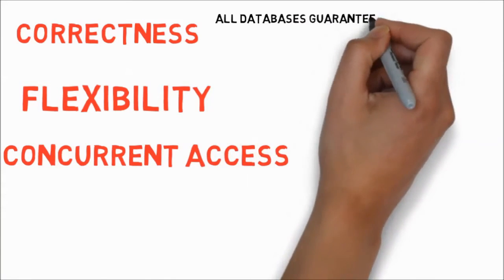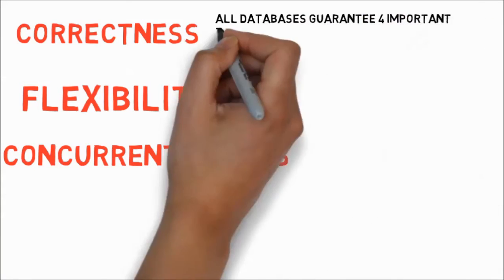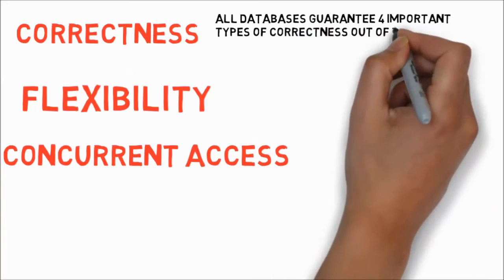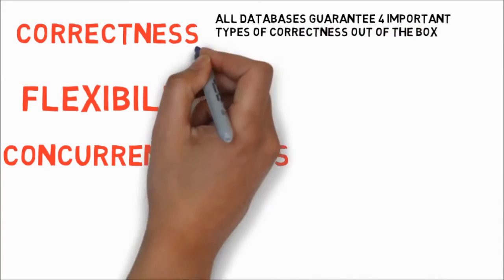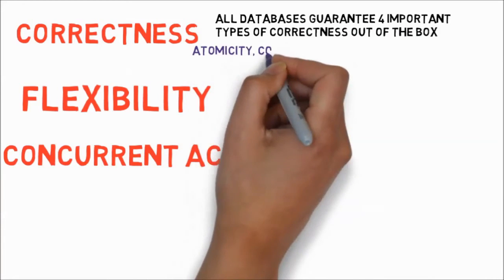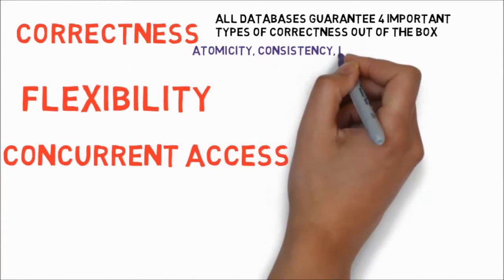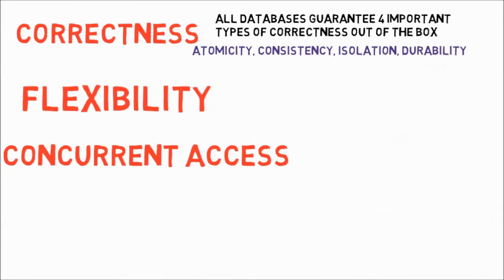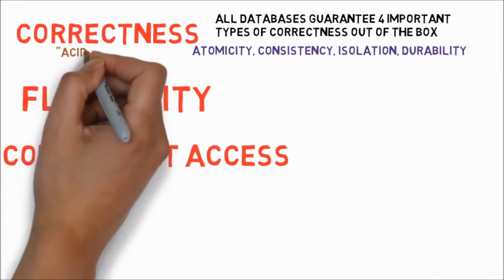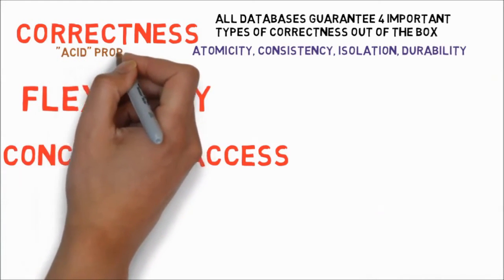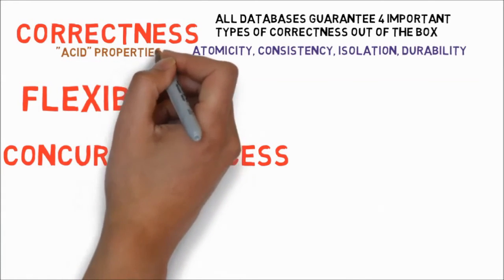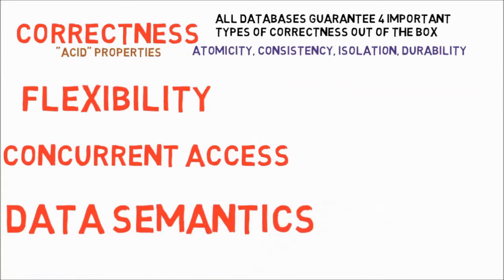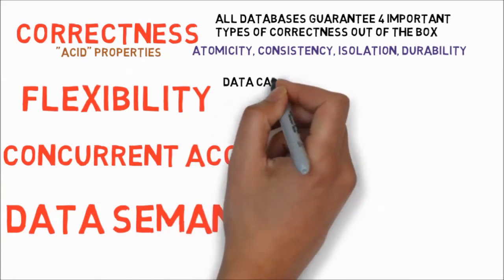All databases guarantee four types of correctness right out of the box. These are the four important properties of database design, and they are called ACID properties. The types of correctness are atomicity, consistency, isolation, and durability. These four together are called ACID properties. We'll not go much into what exactly the ACID properties are, but do know that because of these ACID properties, you can really trust and rely on the correctness of how the data is stored in databases.